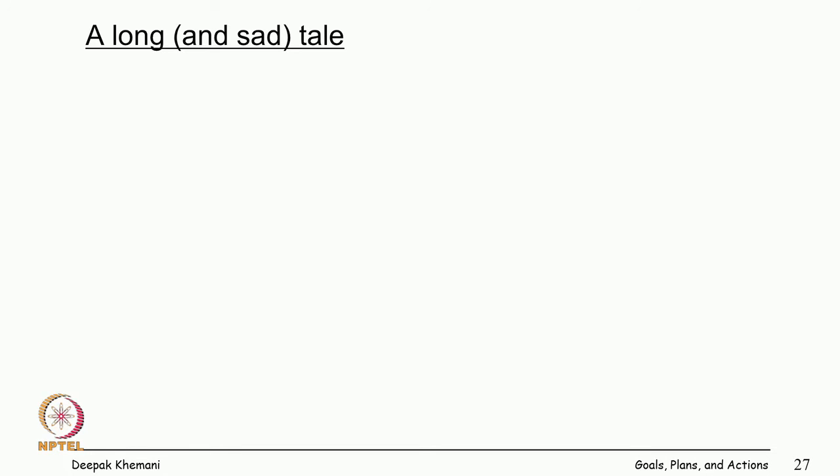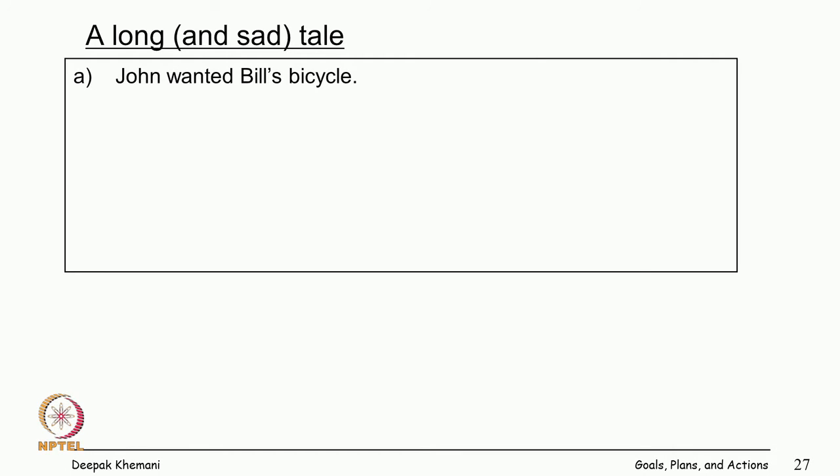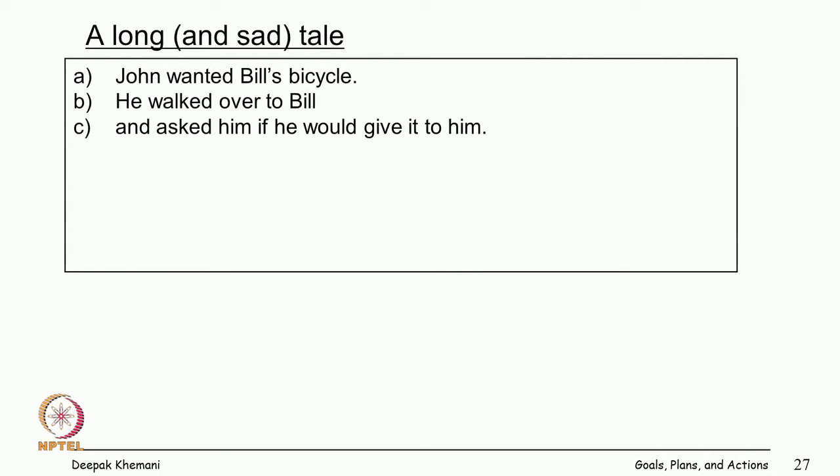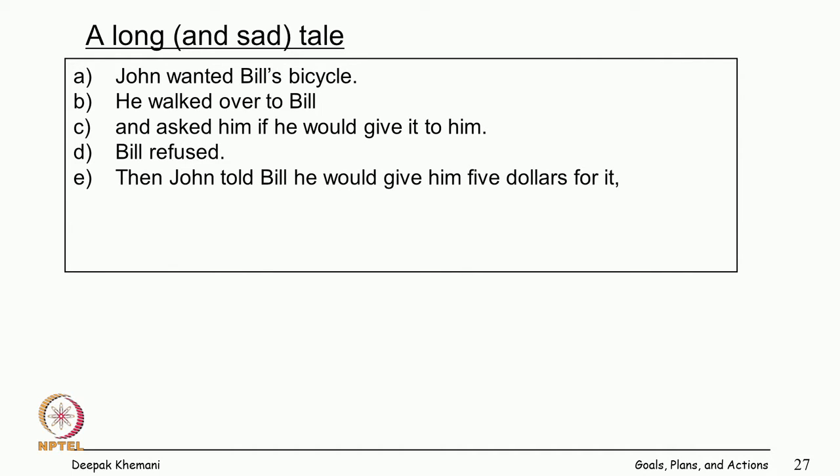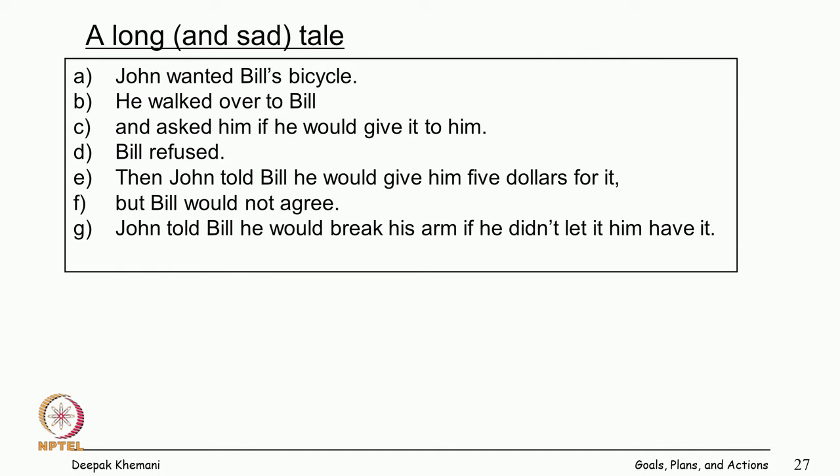So, let us look at one slightly more detailed example. It is similar to what we saw earlier. In this case, John wanted Bill's bicycle, and he walked over to Bill and asked him if he would give it to him, and Bill refused. So, keep in mind the D-control goal that we had discussed sometime in the last class. So, asking was one of those plans for getting it, then bargaining was another plan. So, then John told Bill that he will give him $5 for it, but Bill would not agree, and then John told Bill that he would break his arm if he did not let him have it, and Bill let John have the bicycle.